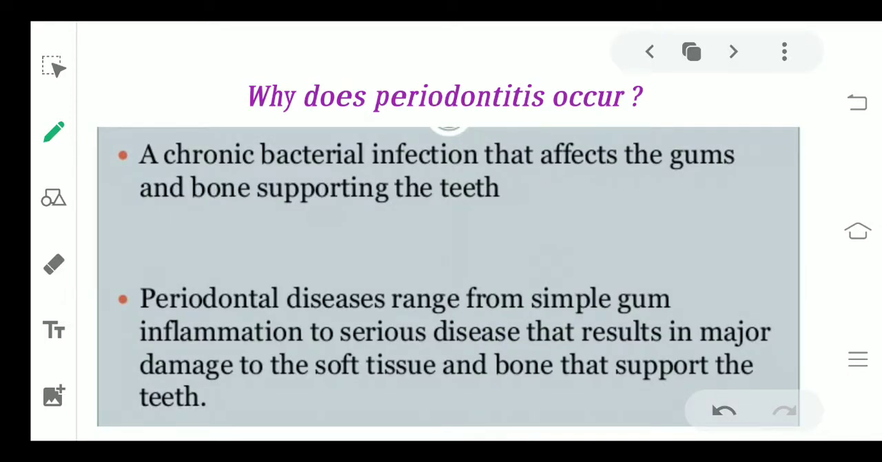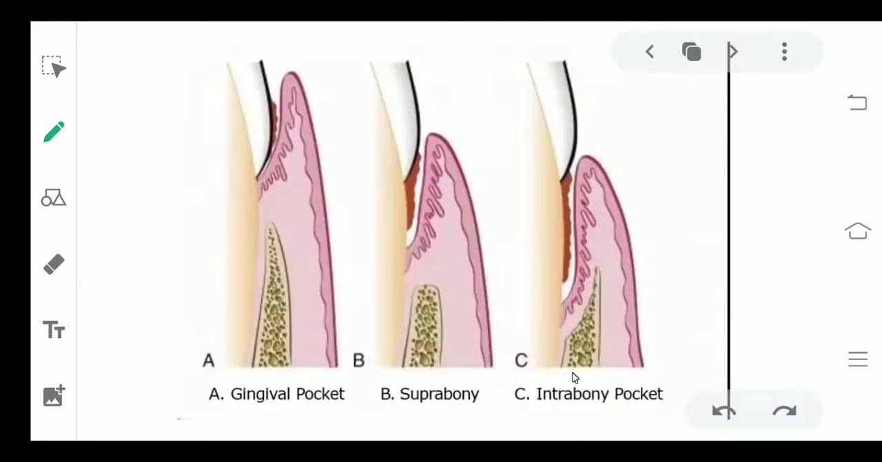Moving ahead, again a question: why does periodontitis occur? As I just told you, it's the result of a chronic bacterial infection which is not just affecting your gums but also the other supporting structures of the teeth like the PDL and the alveolar bone. These are the other structures which are being affected. Now periodontal disease ranges from simple gum inflammation to serious and major damage to the soft tissues and bone. Okay, if I see a pocket, as I just told you what a pocket is.